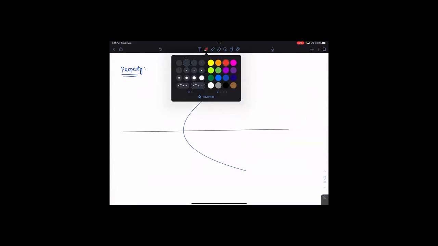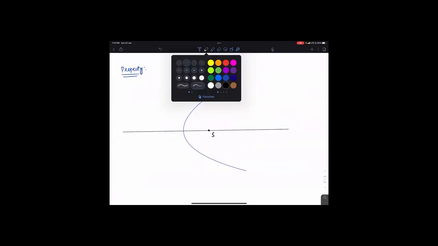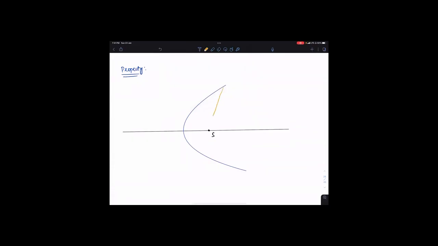Yeah. So you know that this will be the focus, and any chord which is passing through the focus is called a focal chord. Okay, so this is a focal chord now. So PQ. Now, if the parameter of P is t1, then P is (a t1 square, 2a t1). Q, if the parameter is t2, then its coordinate will be (a t2 square, 2a t2).